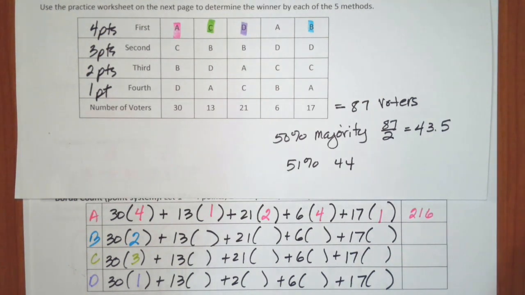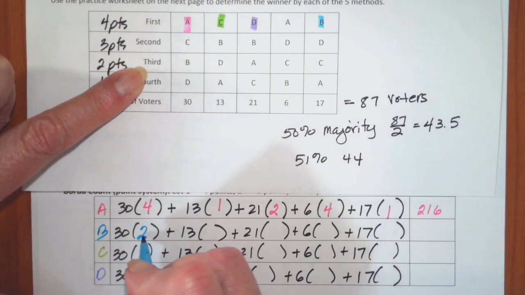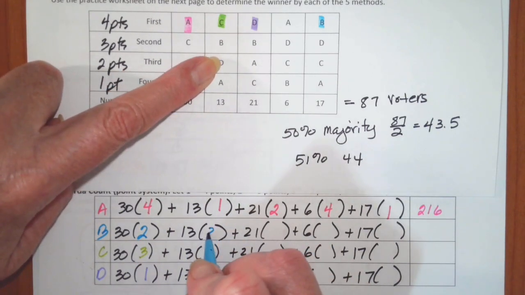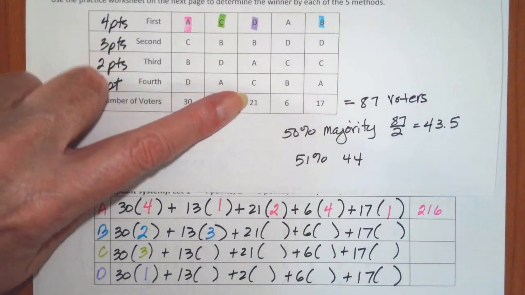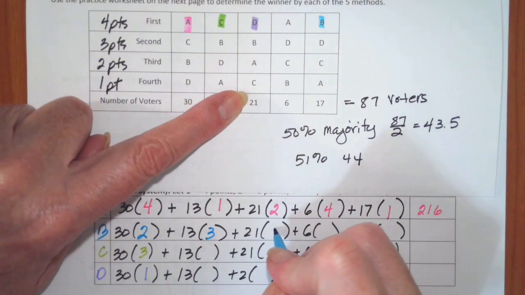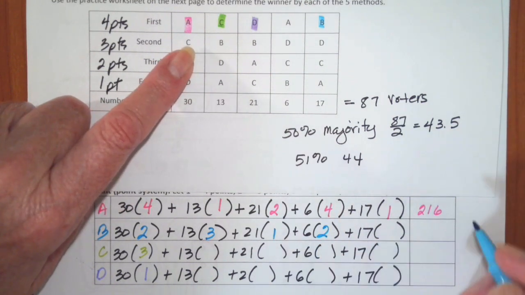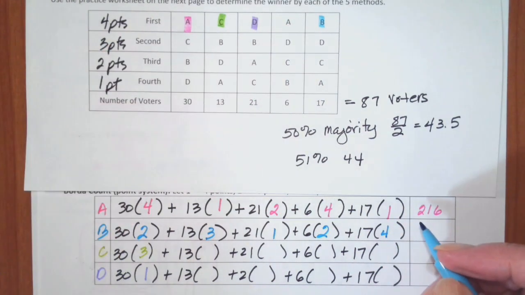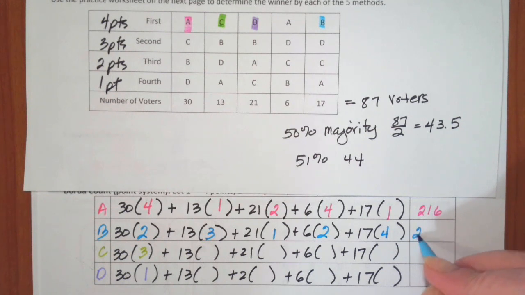All right, for B, B came in third here, so got the 2 points. Came in second here, so gets 3 points for each of the 13 votes. Came in fourth place here, so gets 1 point. Came in third place here, so gets 2 points. Came in first here, so gets 4 points. And when you multiply all that out, you get 236.